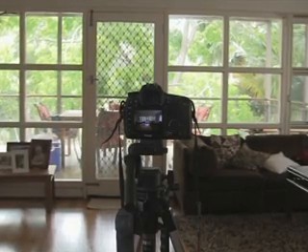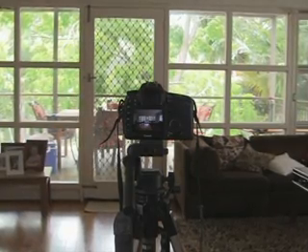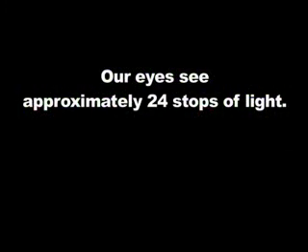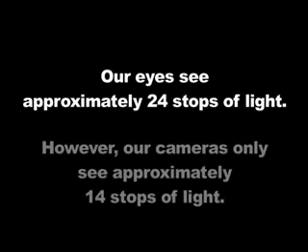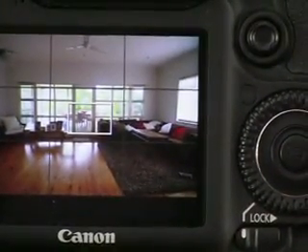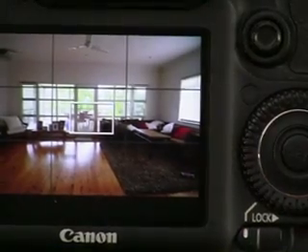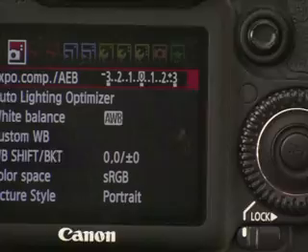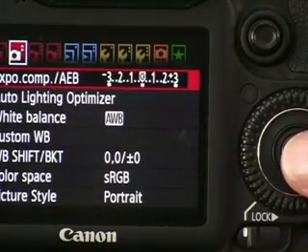There is an explanation. We are born with this super camera in our head. It's better than any Sony, Canon or Nikon. Our eyes see about 24 stops of light, but unfortunately our cameras see only about 14 stops of light. So you have a problem. How can we increase the range of our camera to see the same scene as we do and get the right exposure? This brings us on to one of the tricks of professionals, exposure bracketing.